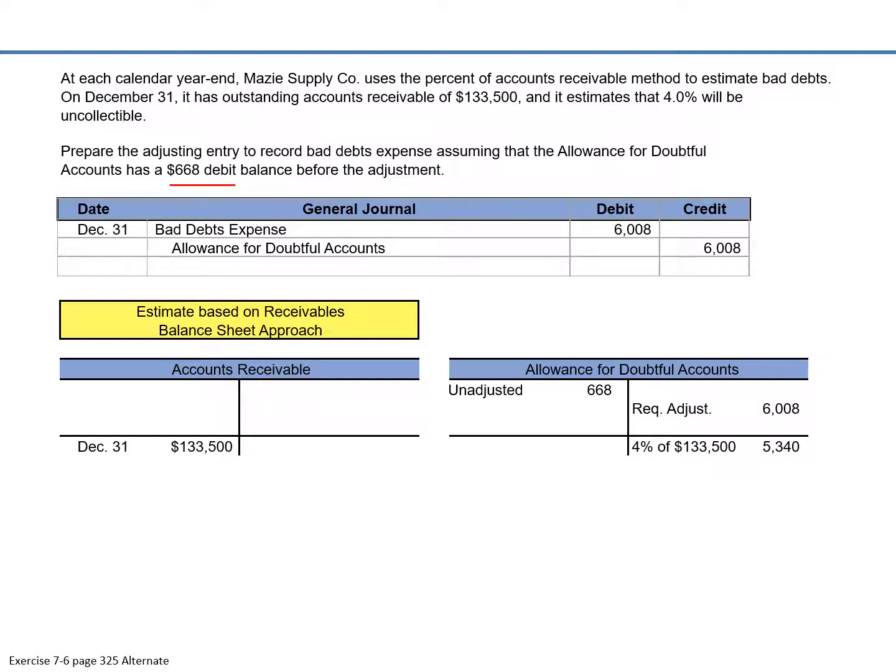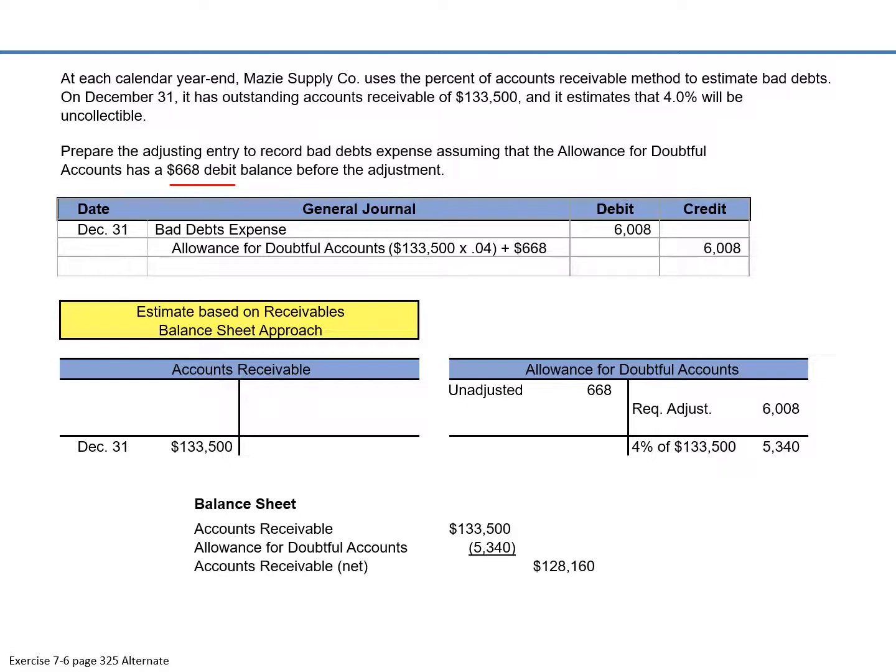Okay. So hopefully you've done well on those. And then our balance sheet presentation here. So we have $133,500 less our allowance of $5,340. So we have a net receivable of $128,160, right?